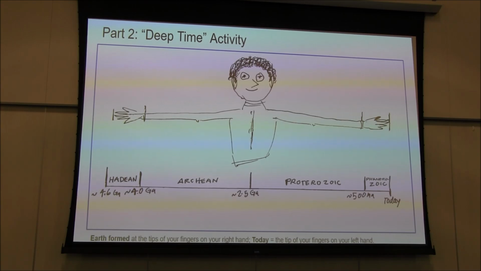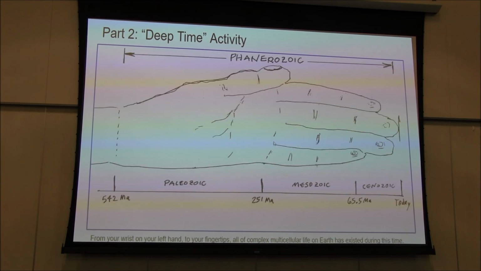Okay, so we're going to zoom in on the hand. Here's your left hand. This is today. The oldest large-creature fossils we have were right before your wrist. That's this part called Old Life, Paleozoic. Meso, Middle Life, goes from about the base of your finger to your last knuckle right there. And Cenozoic, Recent Life, is after the last extinction of dinosaurs right here. And here's humans.